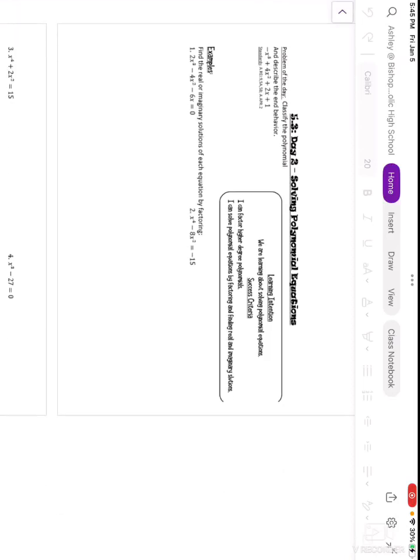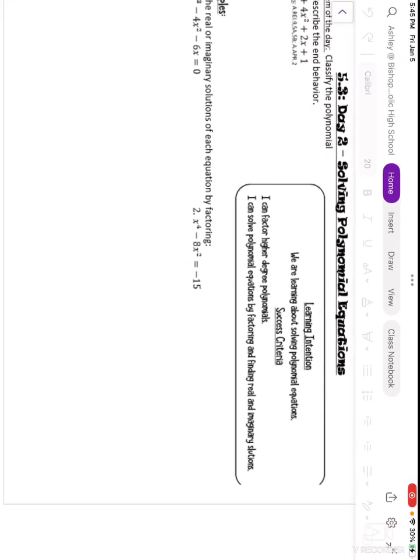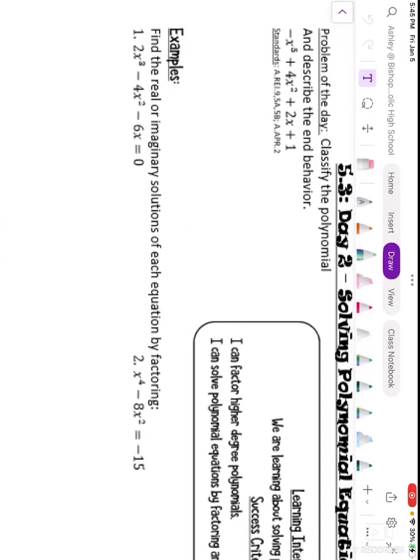So these are basically the same problems as yesterday, but we're going to do a few more examples. So first we're going to classify the polynomial and describe the end behaviors. So this highest degree is a 5, which would make it quintic. And it has 4 terms.